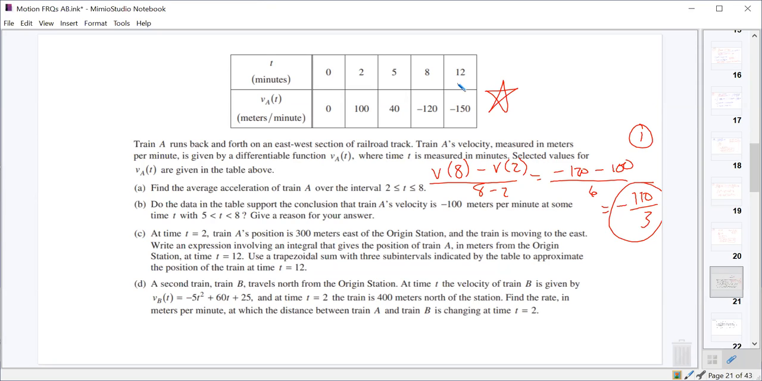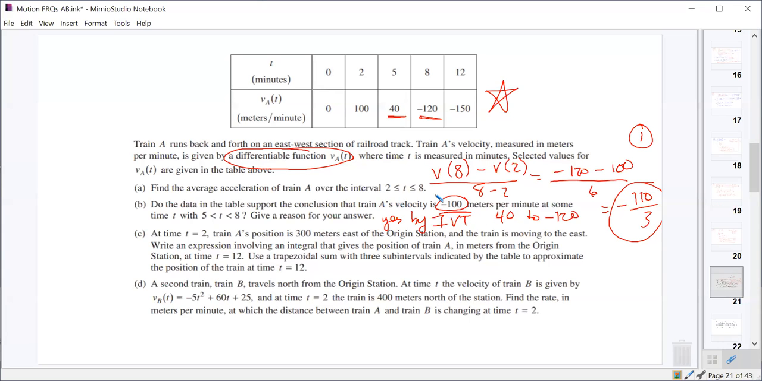Okay. And why do you say yes? All right, the function is differentiable, which means that the function is continuous. And if the velocity changes from 40 to negative 120 from 5 to 8, it must have, since it was continuous, gone through negative 100 meters per minute, right? So we would say yes by the intermediate value theorem. You would say that the function is continuous because it is differentiable. And you would say it goes from 40 to negative 120, so it must hit every value between 40 and negative 120, which includes negative 100.